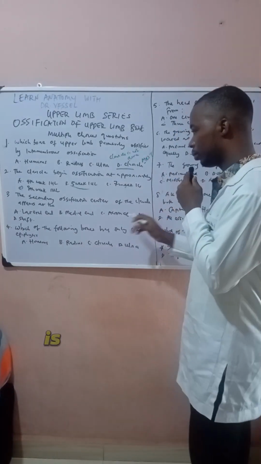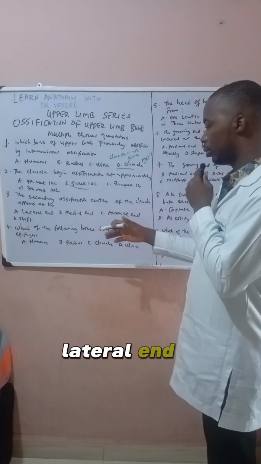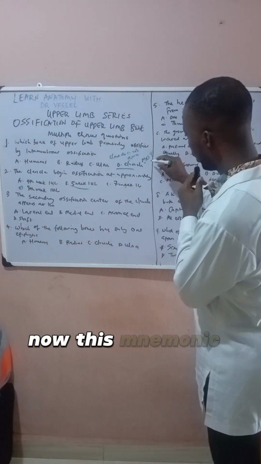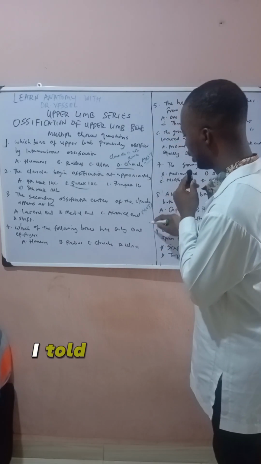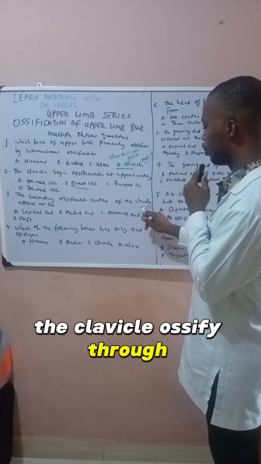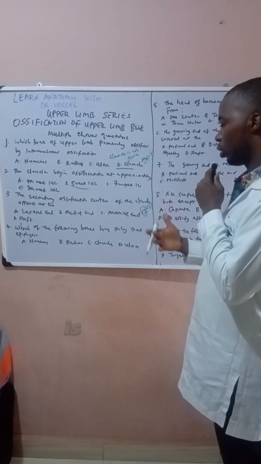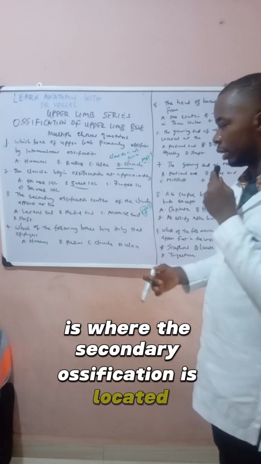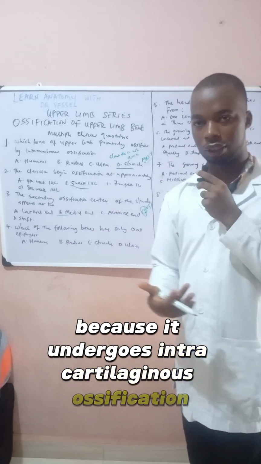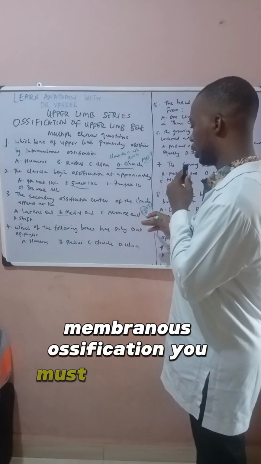The next question is, the secondary ossification center of the clavicle appears at the A. Lateral end, B. Medial end, C. Acromial end, D. Chaff. Now, remember I told you that this MO mnemonic helps us remember that the clavicle ossifies through membranous ossification except the medial end, and that medial end is where the secondary ossification is located. The medial end is where the secondary ossification is located because it undergoes intracartilaginous ossification there, while other parts of the clavicle undergo intramembranous ossification. You must take note of this.